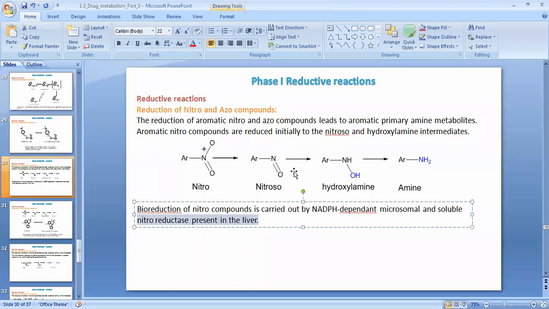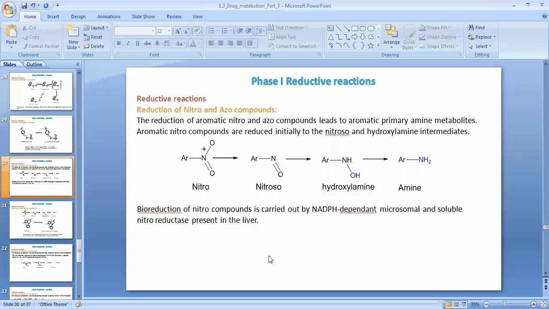That means अशा टाइपचे ड्रग मॉलिक्युल्स की ज्यामध्ये नायट्रो फंक्शनल ग्रुप असेल, नायट्रोसो फंक्शनल ग्रुप असेल, those drug molecules are metabolized in our body with the help of which type of enzymes? Nitroreductase enzyme. And which organ is involved in the metabolism of such drug molecules? The liver is the organ involved in the metabolism of such drug molecules.